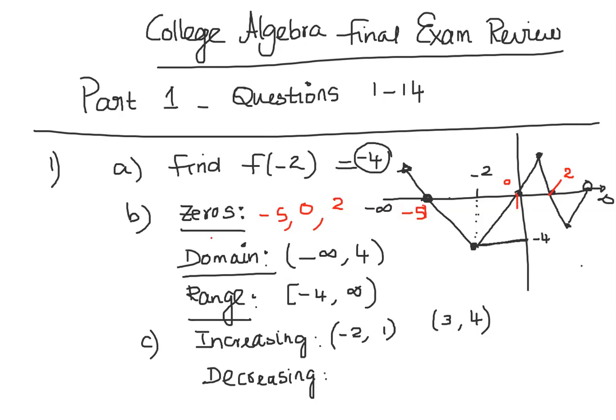And then the decreasing is going to be, I have to go back to C. The decreasing is from negative infinity to -2, and from 1 to 3. This is decreasing.